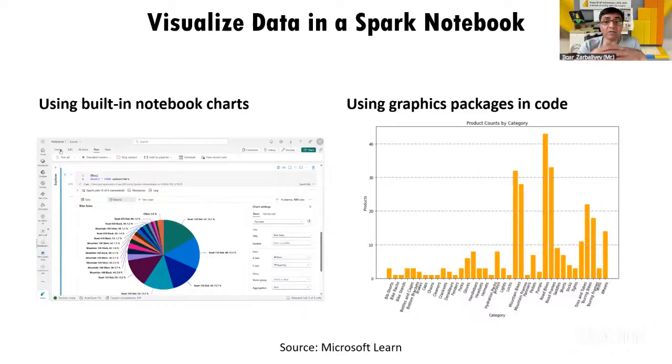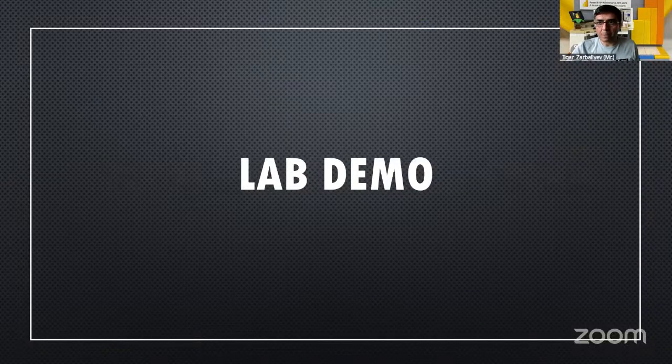So, in summary, Fabric notebooks offer two options for visualizing our data: quick built-in charts for fast exploration and powerful Python visualization libraries for more advanced reporting and analysis. Now that we have covered the theory behind Spark notebooks, DataFrames, Spark SQL, and visualization, let's put everything into practice. In the next exercise, we'll use a Spark notebook to analyze and visualize data stored in a lakehouse.